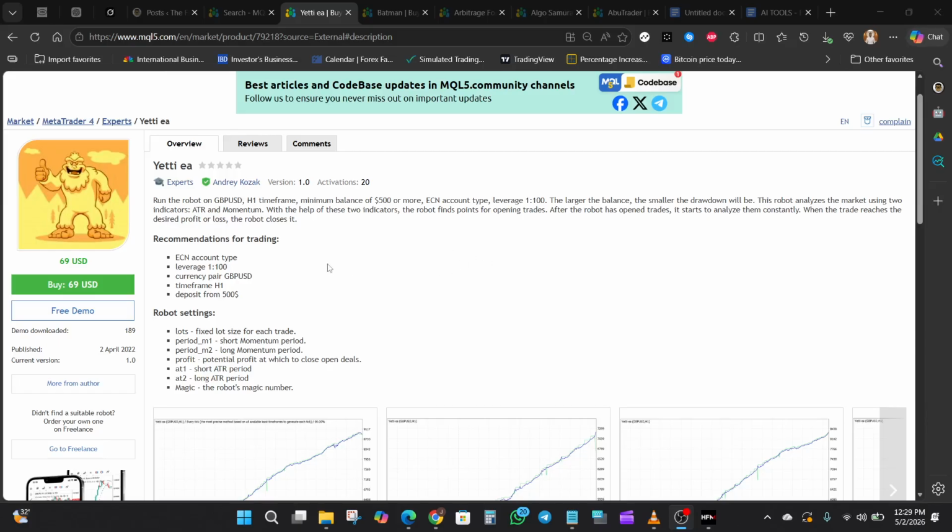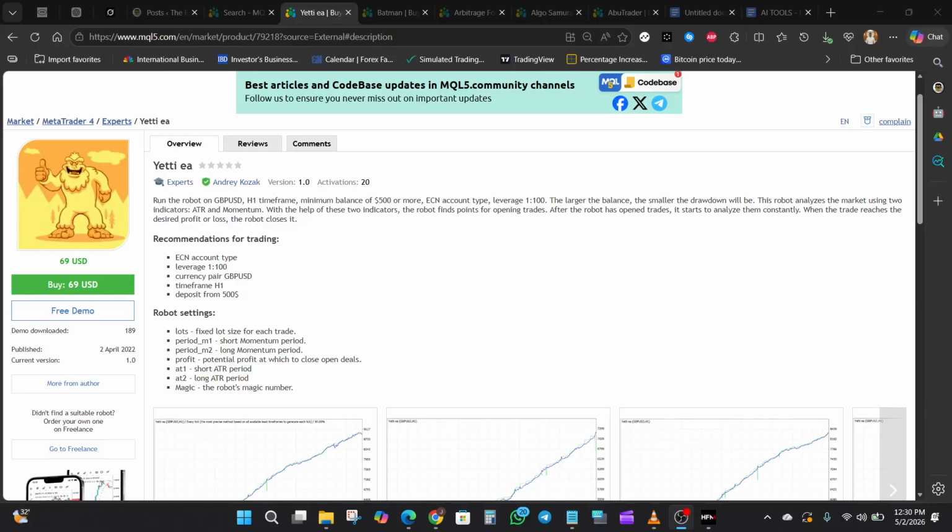The recommended setup is also pretty clear. Minimum deposit of 500 US dollars, ECN account, and leverage around 1 to 100. And there is a note that the larger your balance, the lower your drawdown. So, that usually hints that the strategy is sensitive to position sizing and volatility swings.